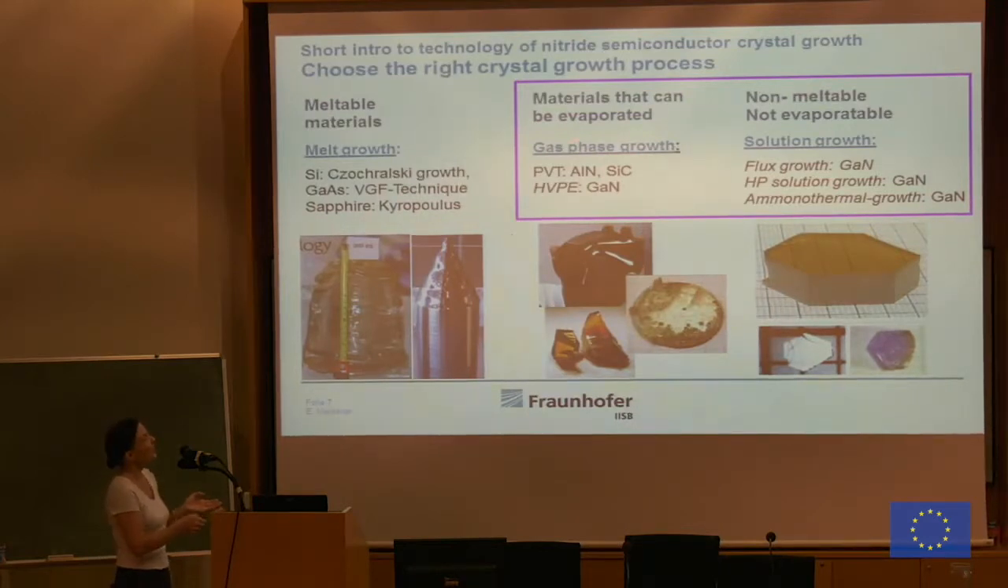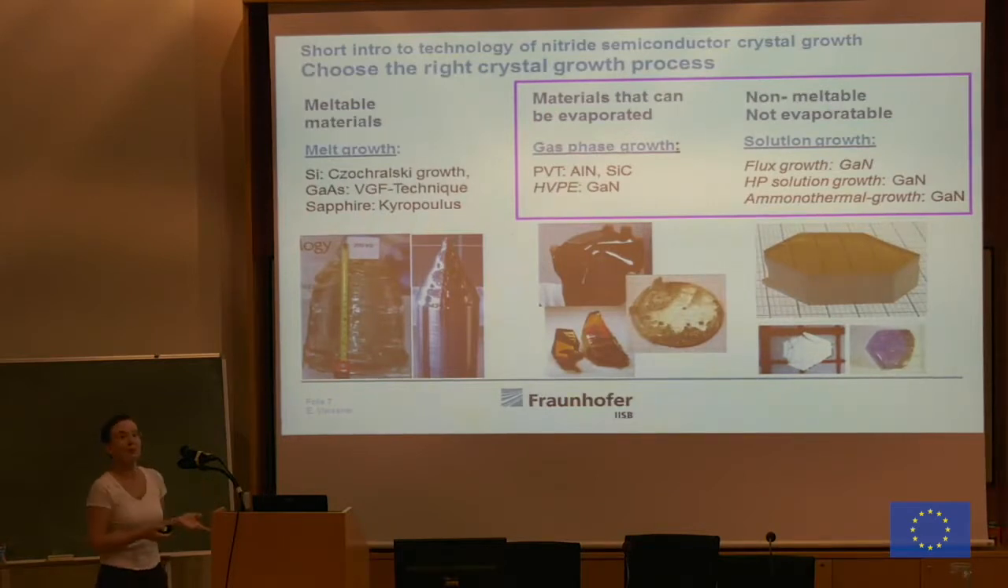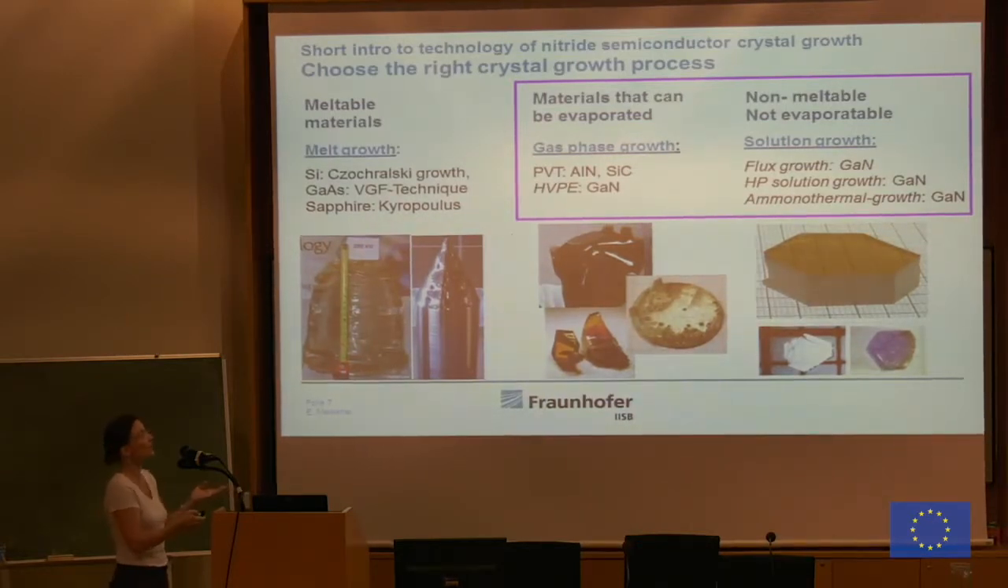And if you have gas phase growth, it means that you cannot melt your material, but you can evaporate it. But evaporation can happen differently. You can evaporate a material congruently or incongruently. If it dissociates early, then you have a problem with evaporation, which is the case with gallium nitride, actually. If you just put temperature on this, it would just dissociate.